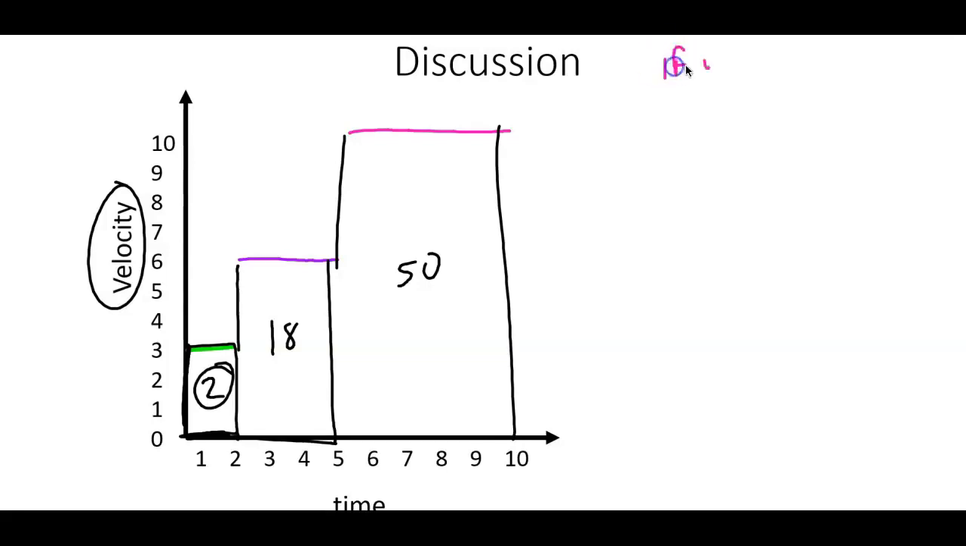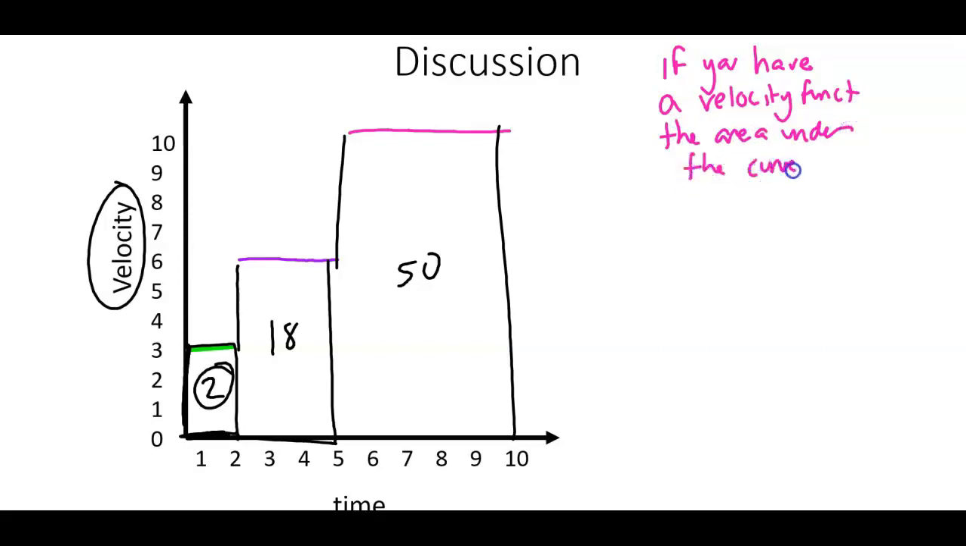If you have a velocity function, the area under the curve tells you the distance. Now this is only partially true. But good enough for now.